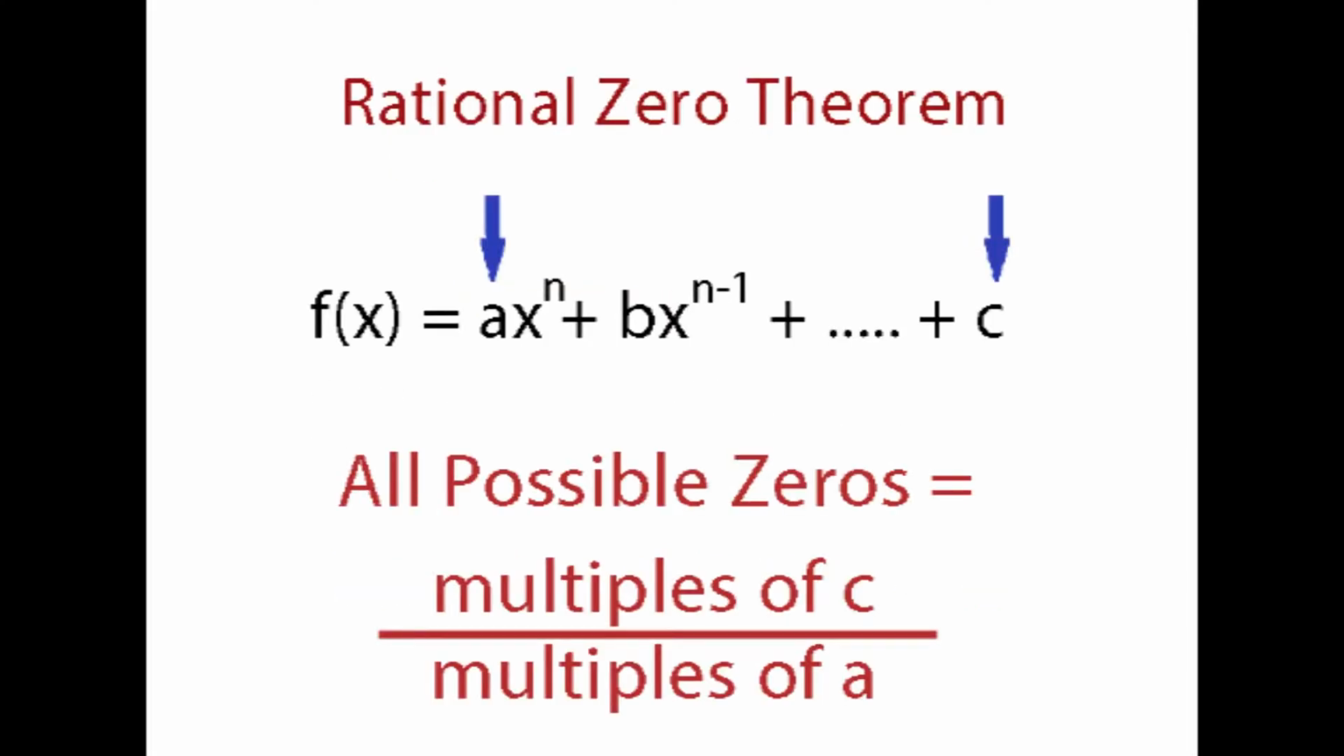Now the rational zero theorem, we need to take the number in front of my highest power, in this case a, and the constant, a number without any exponent, just a number like 3. Look at those two numbers, and I need to find the multiples of those two numbers, and I'm going to divide all the multiples of C over all the multiples of A. And in a minute, I'll show you an example.